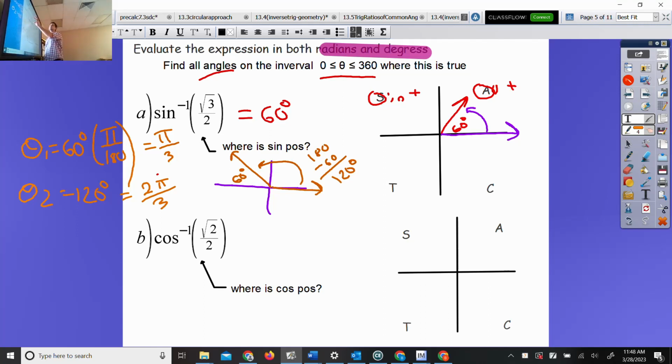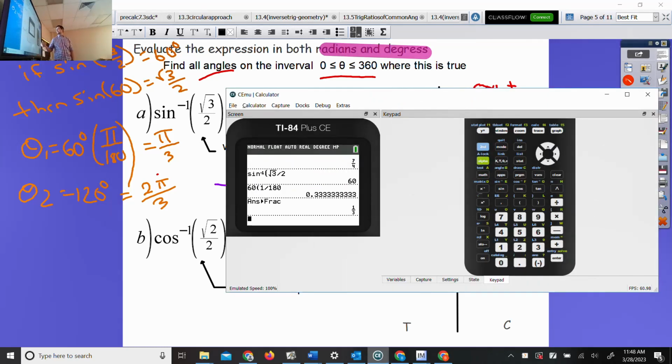If 60 degrees is an answer, if the arc sine of root 3 over 2 is 60 degrees, then the sine of 60 is going to be root 3 over 2. That's how it works, those are inverse functions. And we're not going to worry about your radian measure. We're going to worry about things you found in degrees. I know the 60 degrees is going to be right because the calculator told me that in the first place.